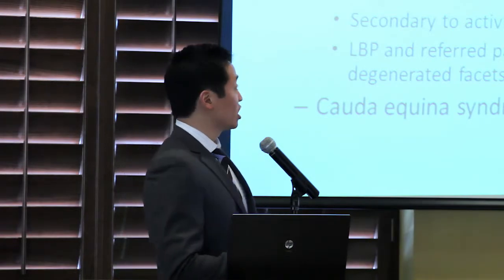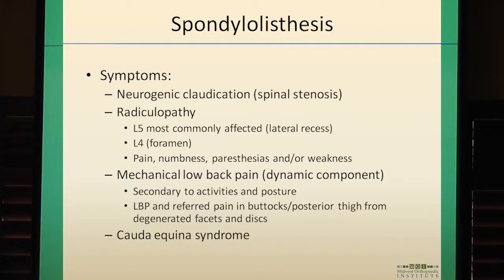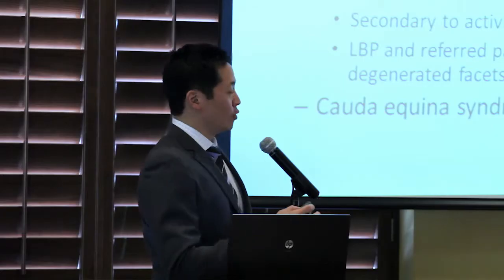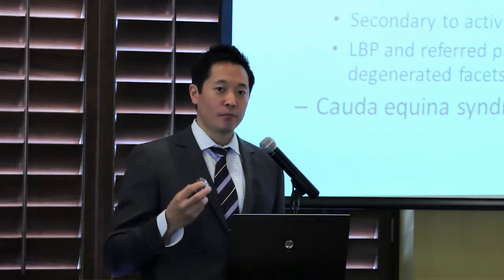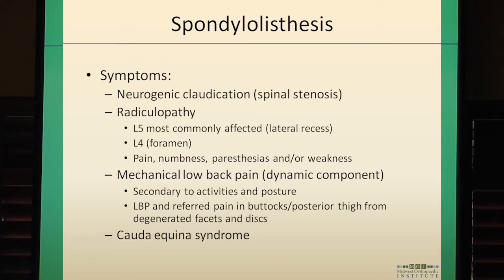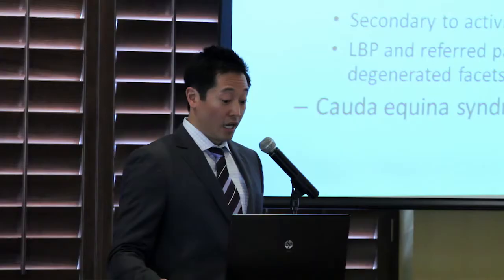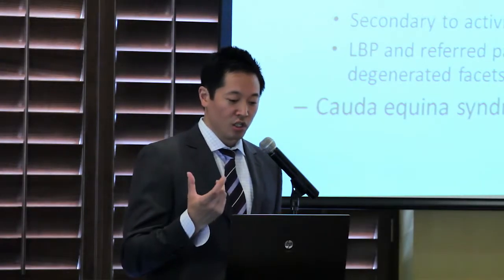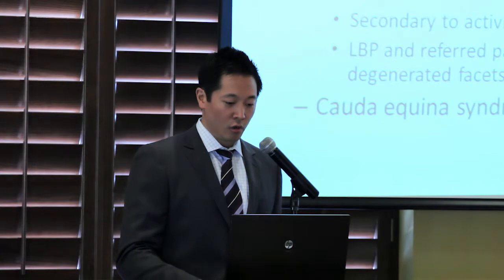The symptoms, as you would expect, are a combination of spinal stenosis symptoms and radicular symptoms, in addition to mechanical symptoms with respect to the low back. Some patients have dynamic instability, meaning that when they flex forward or back, that bone is actively moving back and forth on the bone below it. That can clearly cause back pain, typically referred to the buttocks and the posterior proximal thighs. It can also cause significant stenosis in the spinal canal, which can lead to cauda equina syndrome as well.